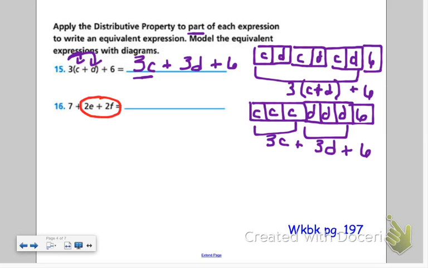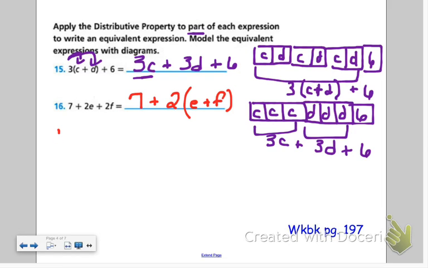I can pull out that 2, so I can keep the 7 the same. I can pull out the 2, the common factor goes outside the parentheses, and inside the parentheses I can put the e plus the f. So now I've rewritten it so that I have parentheses in there by pulling out that common factor. So let's go back to the original expression, and we'll diagram that.